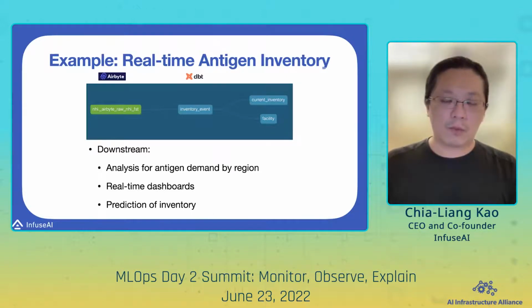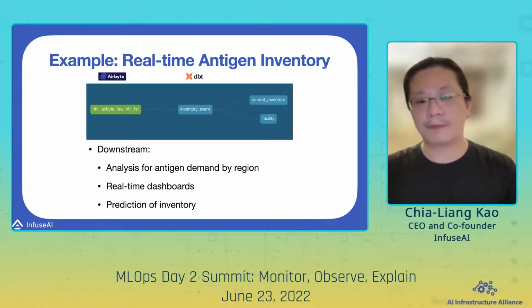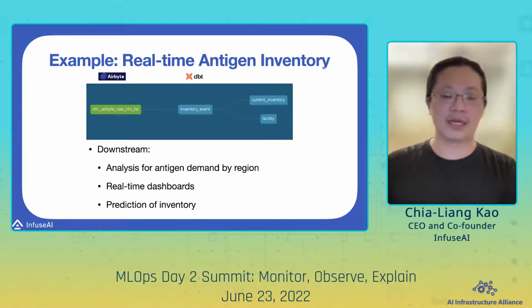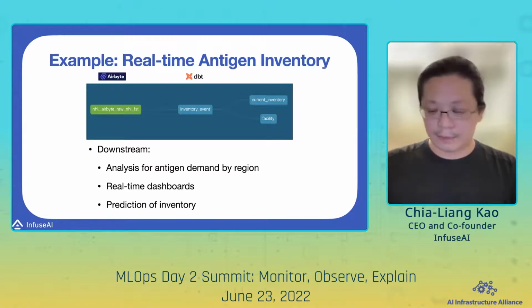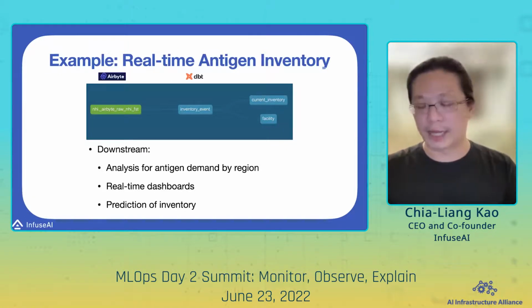And then, what are the downstream use cases for this? We can do analysis for the antigen demand by region. We can create a real-time dashboard, or we can predict inventory to see where they should be restocked more frequently. So these are the very typical modern data projects now, using these tools together.